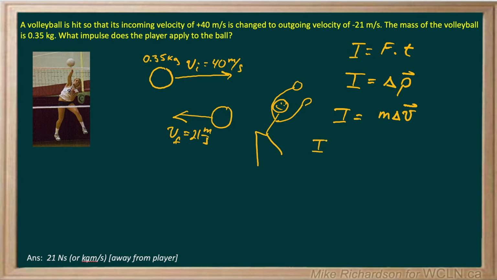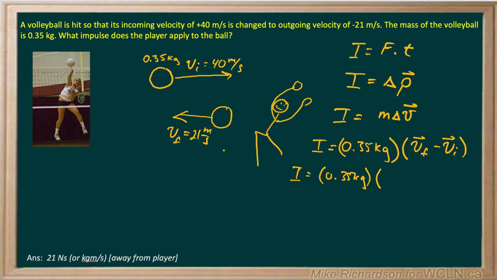So let's calculate it. The mass of that ball is 0.35 kilograms. And change in anything is always final minus initial. So I'm just going to write the equation there for now, but watch the signs. So now we'll keep going. 0.35 kilograms. V final is 21 to the left, so I have to make sure it's negative 21 meters per second because it's to the left, minus V initial, which is positive 40. So notice that's a change in velocity of negative 61.